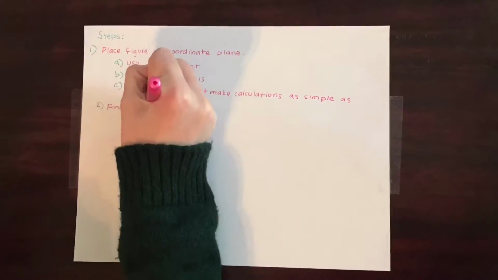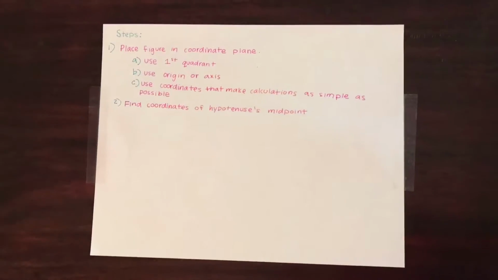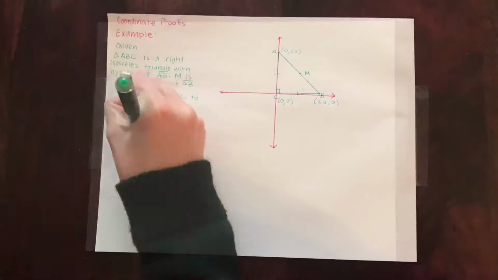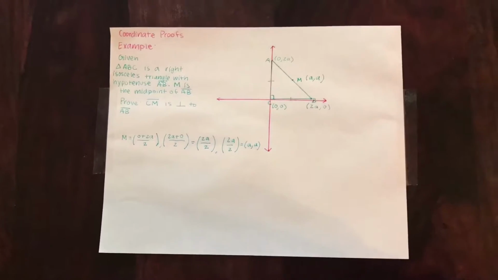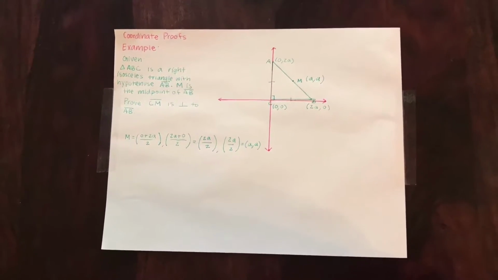Step 2. Find the coordinates of the hypotenuse's midpoint. To find the coordinates of M, use the midpoint formula. In this case, the coordinates of M would be (A/2, A/2). Label M with those coordinates.